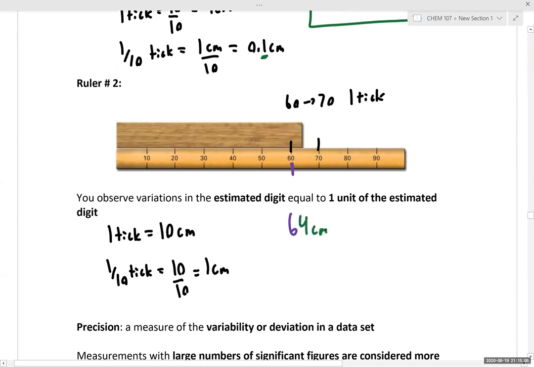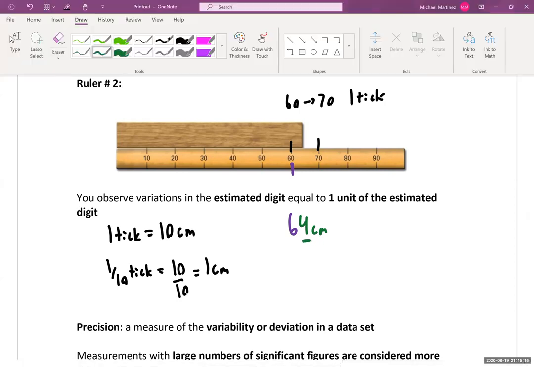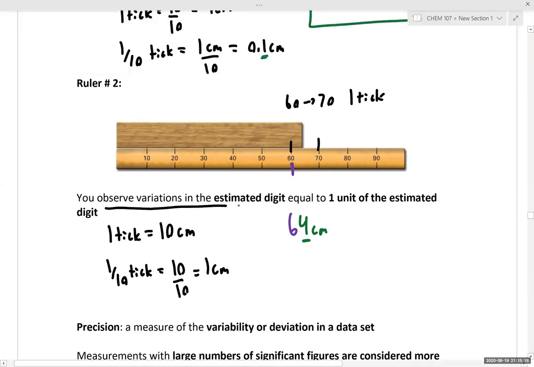You can just as easily report this as 63, 65, 66, because the estimated digit has variation. You typically observe variations in the estimated digit. Your certain digits are fixed, your estimated digits will vary. Does that make sense to everyone?